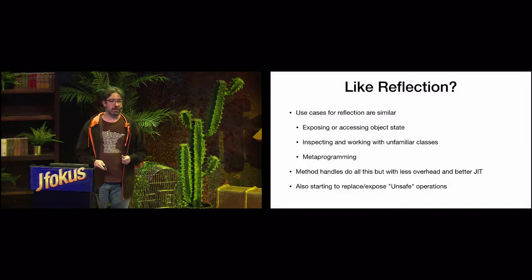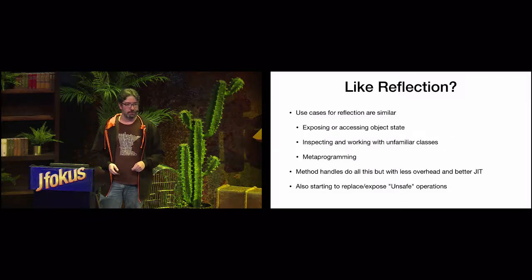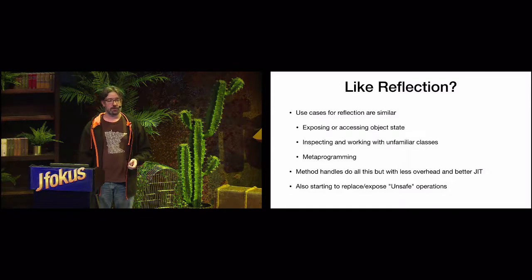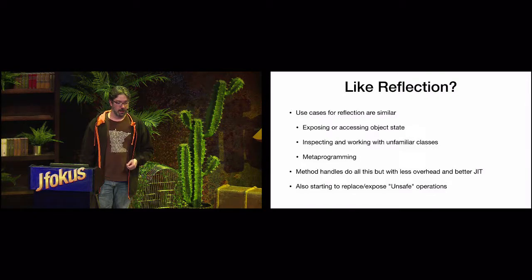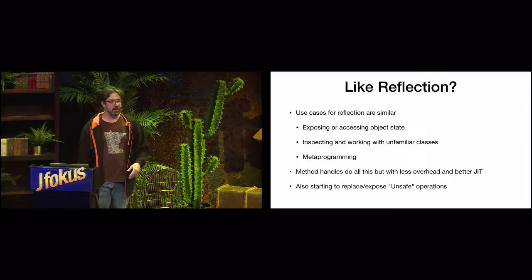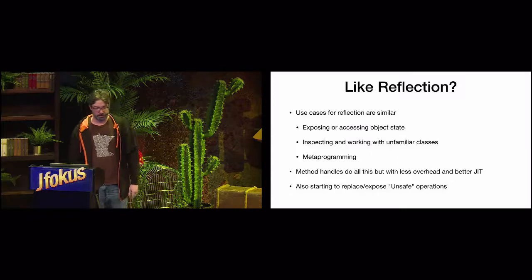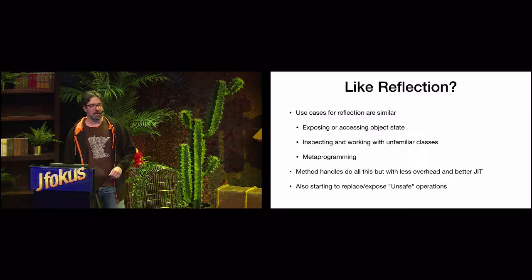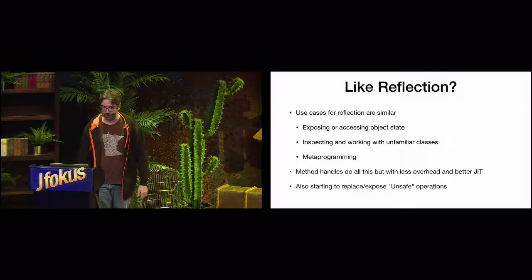Now, I mentioned that it's very similar to reflection. The use cases for parts of method handles are actually very similar. So reflectively looking at methods, reflectively pulling fields out of objects, inspecting and working with classes that you've never seen, stuff you can't write just a piece of Java code for. You want to take in user-defined classes and work with them. And then, of course, some metaprogramming stuff, looking at a class, divining its structure from these APIs, and then generating more code based on that.